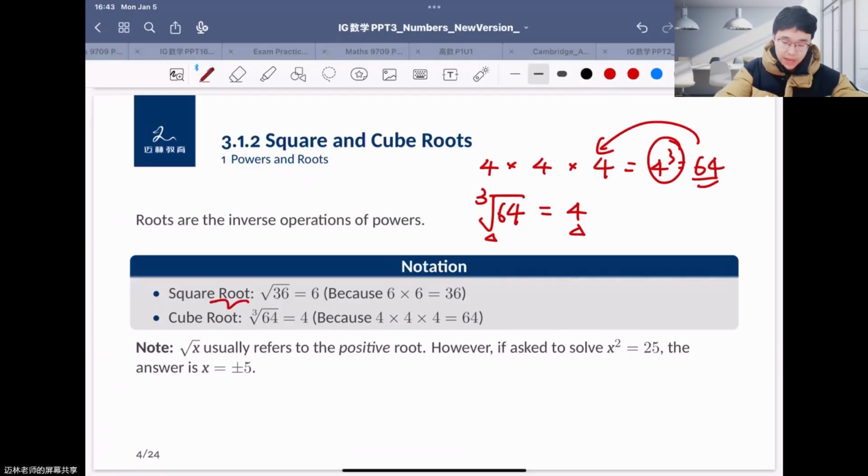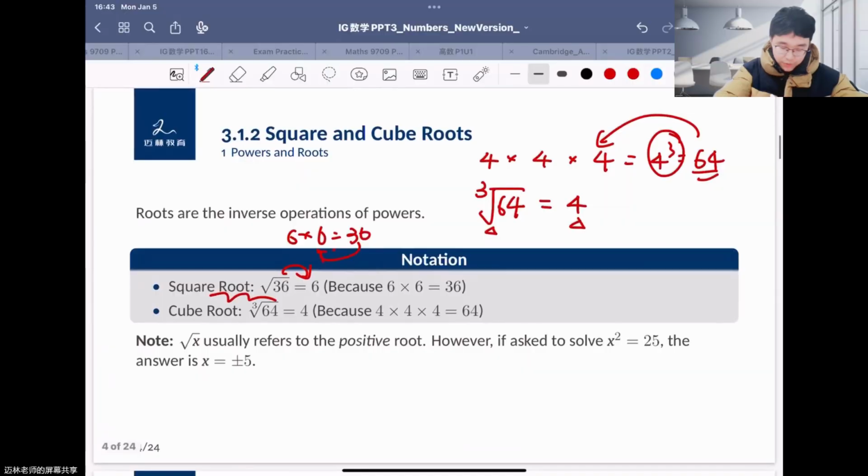Like here, you also have the square root. The square root of 36 is 6. That also means 6 times 6 is 36, and this is the inverse operation for squaring. So that is for square and cube roots. I guess it's not very difficult for you.